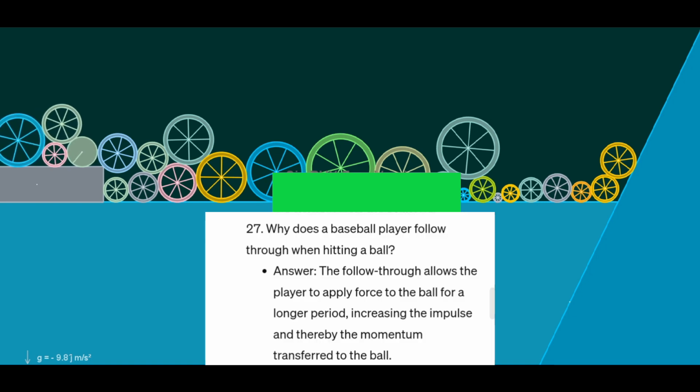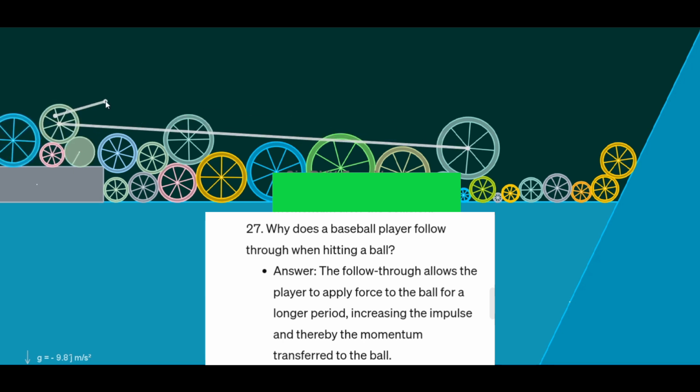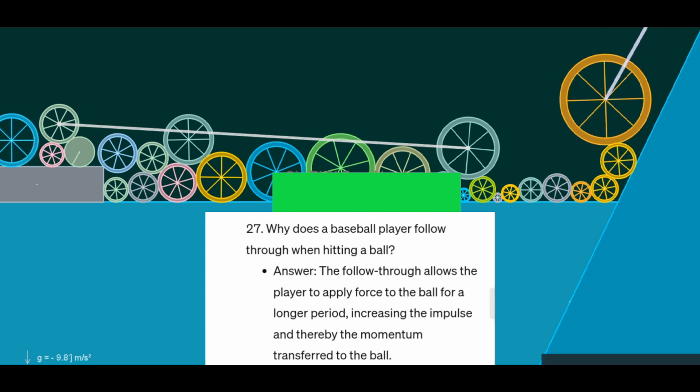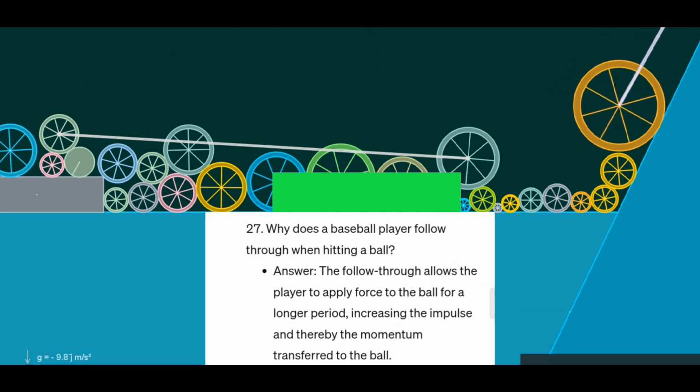Why does a baseball player follow through when hitting a ball? Answer: the follow-through allows the player to apply force to the ball for a longer period, increasing the impulse and thereby the momentum transferred to the ball.